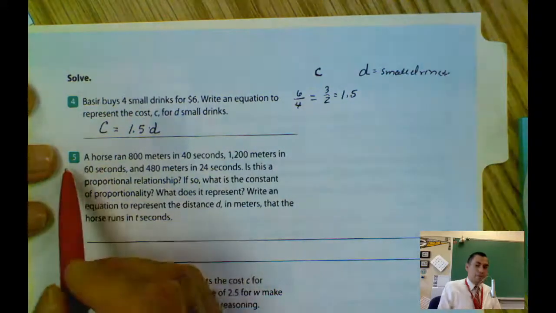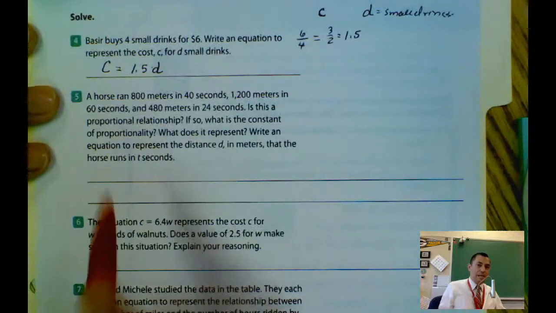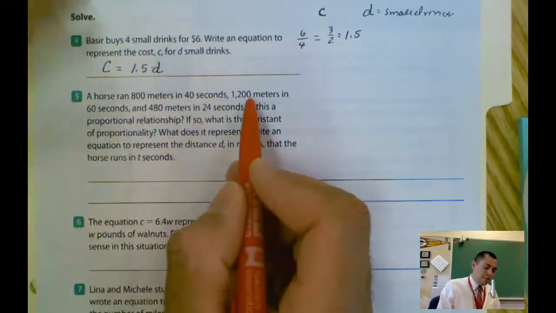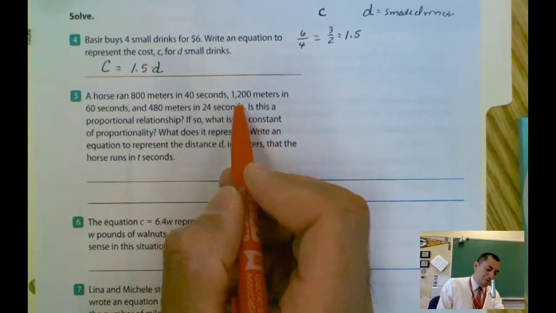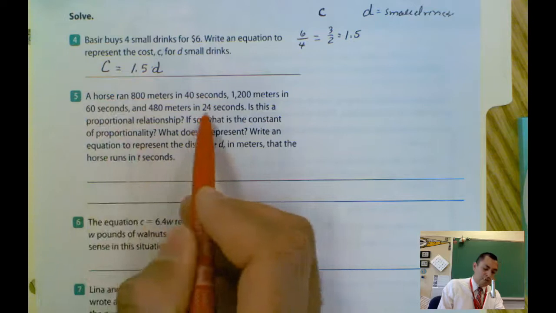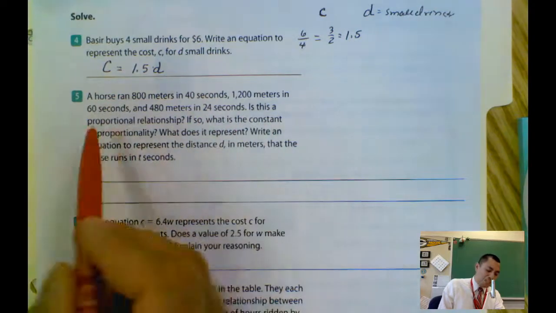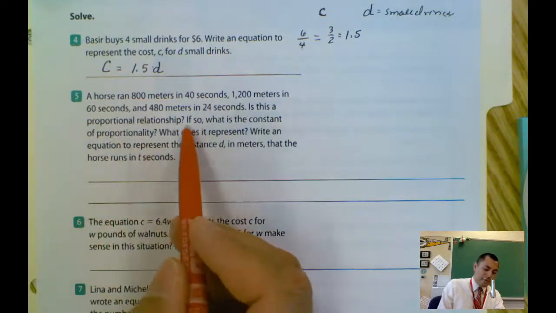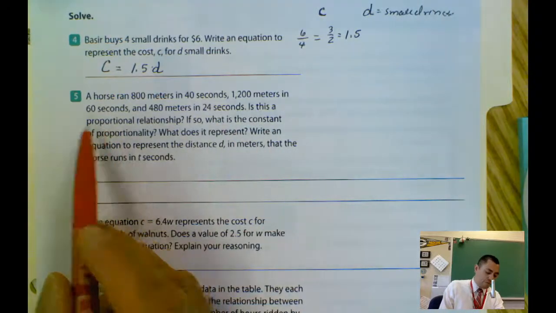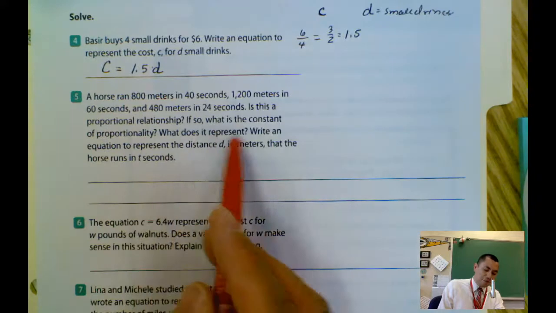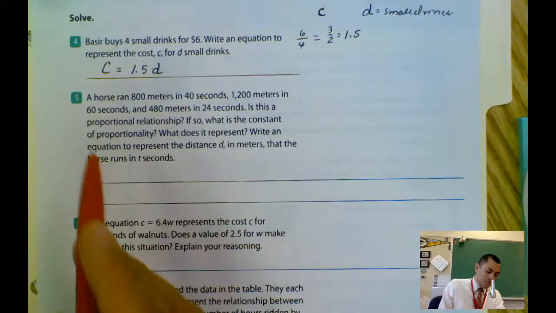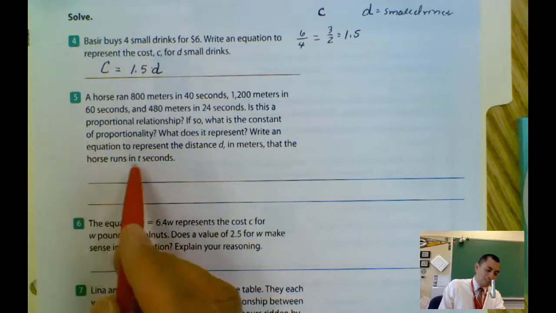So in this case, number 5: a horse ran 800 meters in 40 seconds, 1,200 meters in 60 seconds, and 480 meters in 24 seconds. Is this a proportional relationship? If so, what is the constant of proportionality? Remember, this is a review from last year. What does it represent? Write an equation to represent the distance D in meters that the horse runs in T seconds.